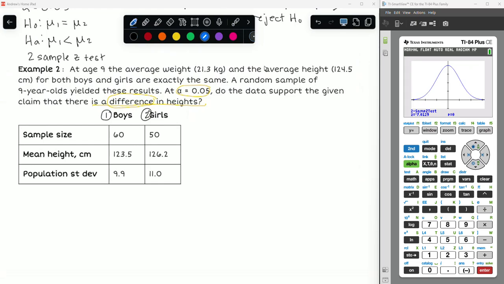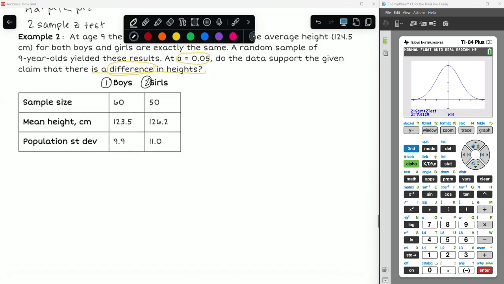I think that's all they gave us, so we can go ahead and jump into the solution process. So we define our variables, mean 1 and mean 2. So mean 1 is the average height for 9-year-old boys, because we define group 1 as boys. And then mean 2 is the average height for 9-year-old girls.